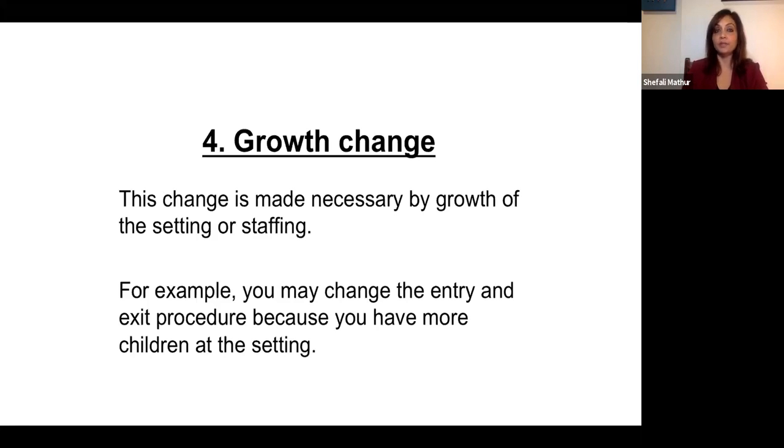We need to perhaps look at an entry and an exit point because of the mass number of children. Perhaps your entry and exit procedures might be changed. So you may want staff to be entering at a certain time, children to be entering at a certain time. So you make changes in your everyday routine because of certain elements of the growth that has happened, which is a positive change that is coming up.